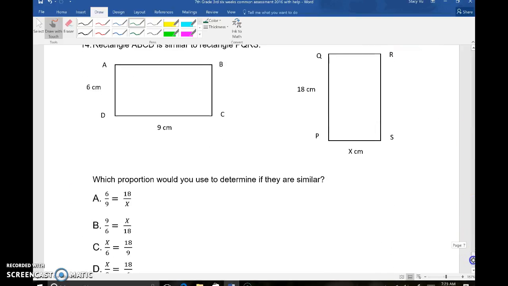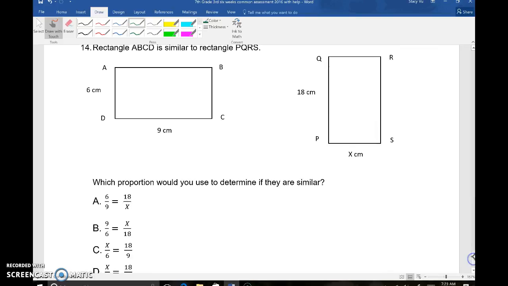Okay, last problem. Let me see if I can help you even though my text is disappearing. So rectangle ABCD is similar to rectangle PQRS. Okay, so we want to see if they're similar. So if I'm looking at AD, so first and last, that's similar to PS. So AD, left side, PS.